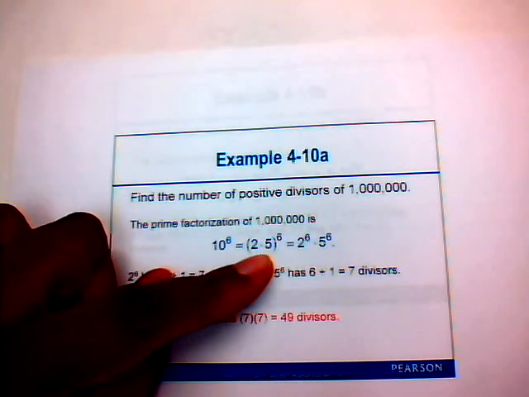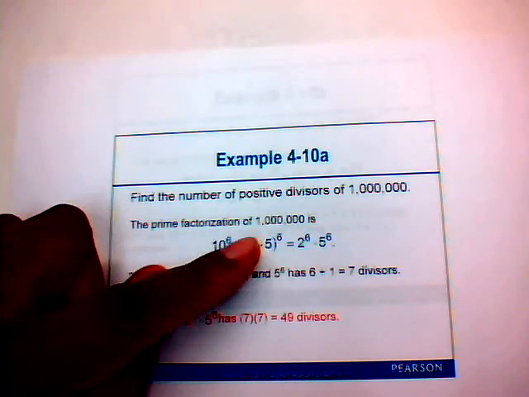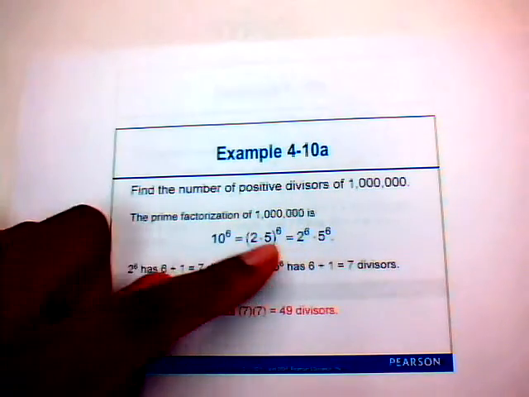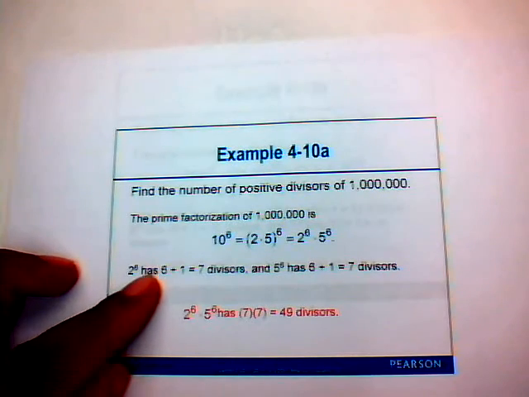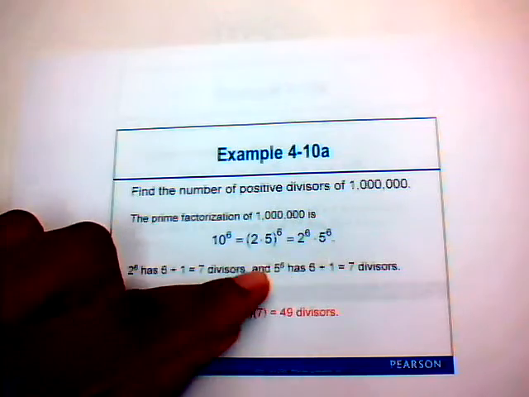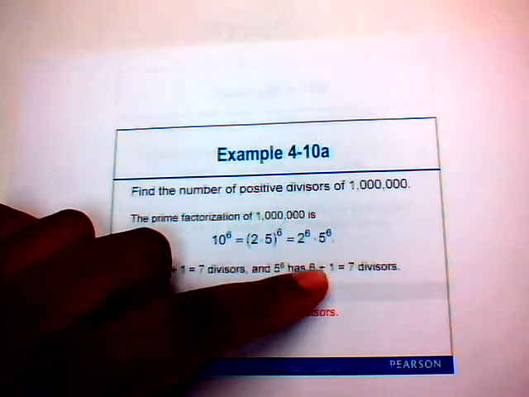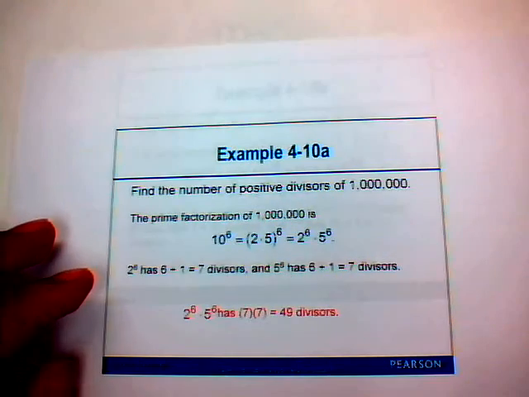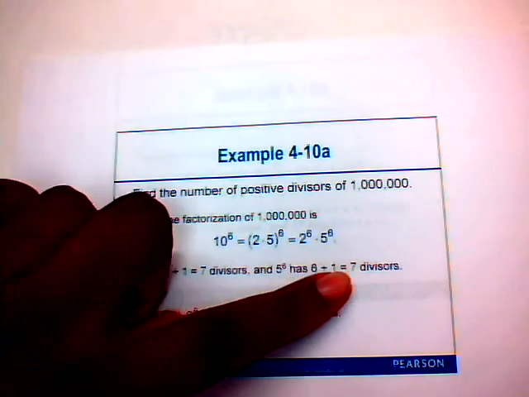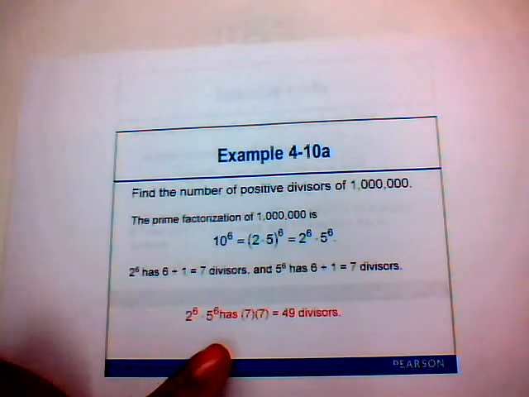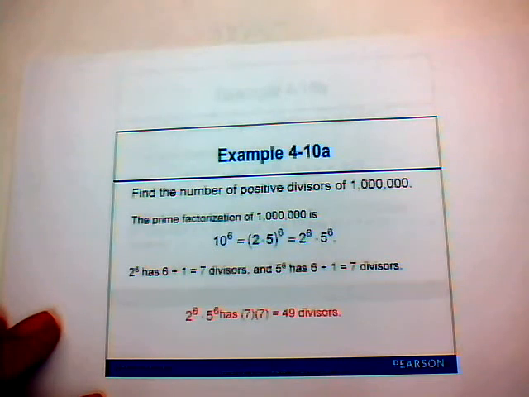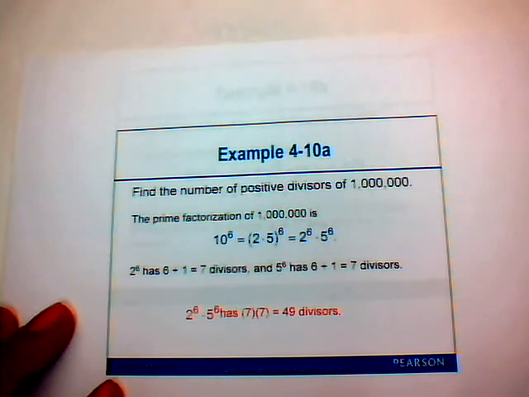Notice that each number in the parentheses is going to be raised to the 6th power. That means the 2 will be to the 6th power, the 5 is to the 6th power. So for 2 to the 6th, it's going to have 6 plus 1, which is 7 divisors. The 5, the exponent is 6, so it'll be 6 plus 1, which is 7 divisors. Multiply 7 divisors for 2 to the 6 times 7 divisors for 5 to the 6, you're going to have 49 divisors. So the number 1 million has 49 divisors.